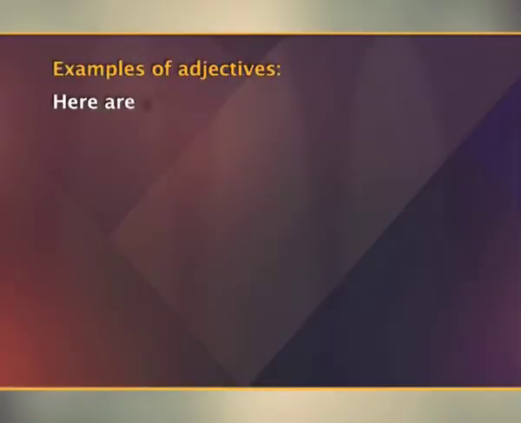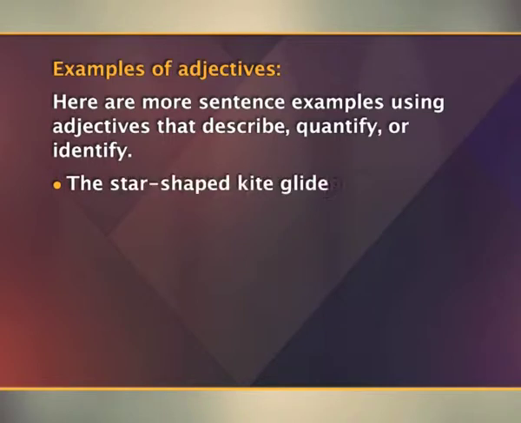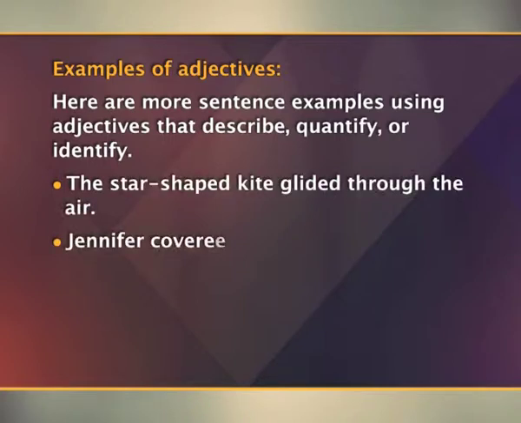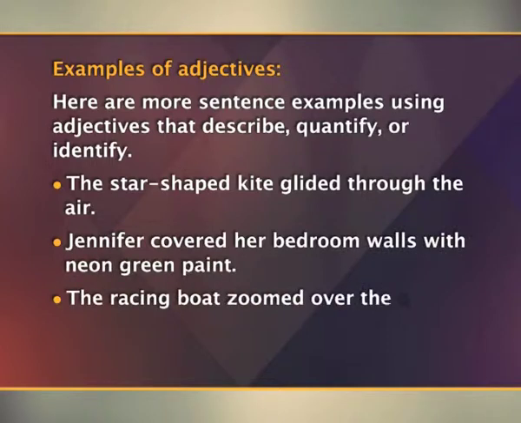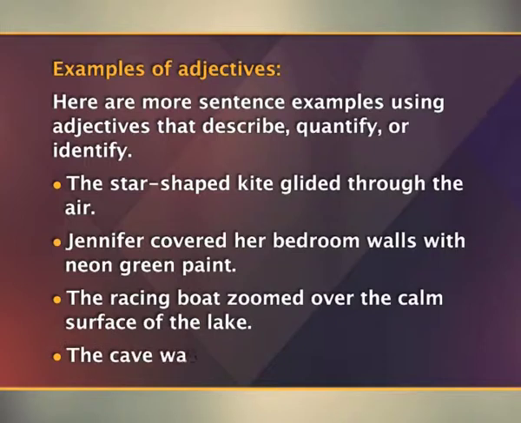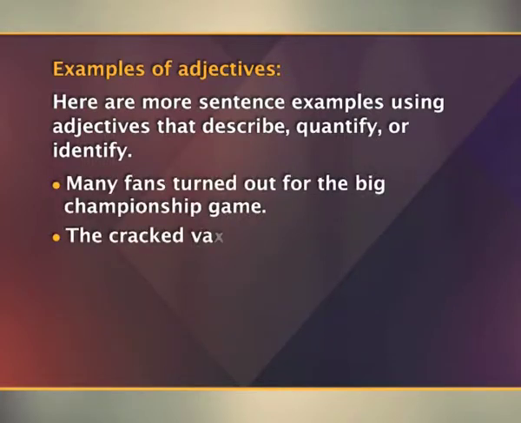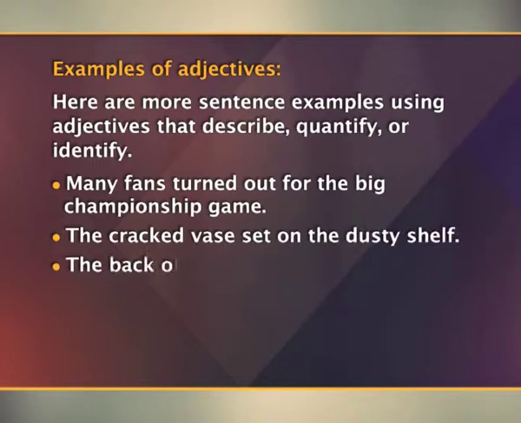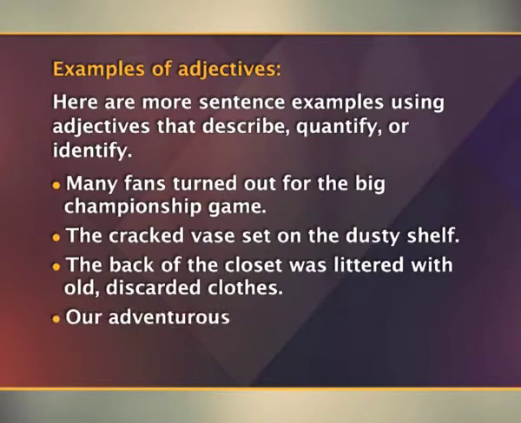Examples of adjectives. Here are more sentence examples using adjectives that describe, quantify or identify. The star-shaped kite glided through the air. Jennifer covered her bedroom walls with neon green paint. The racing boat zoomed over the calm surface of the lake. The cave was dark and cold. Many fans turned out for the big championship game. The cracked vase sat on the dusty shelf. The back of the closet was littered with old discarded clothes.